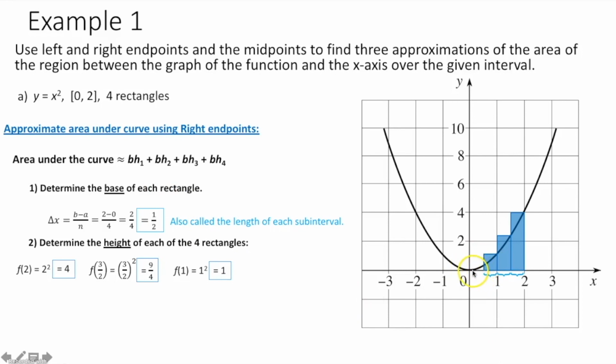Height of my fourth rectangle over here, subinterval is from 0 to 1/2. I plug 1/2 in. That's the right endpoint of that subinterval, and I end up getting a height of 1/4. That's going to be the height of my last rectangle.